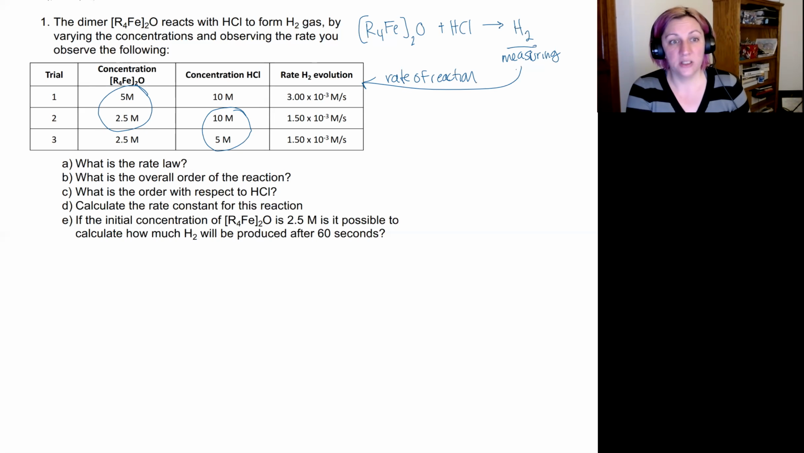So what we're going to do is develop a rate law. That's our first question. It's like, what's the rate law? So we're going to need to figure out the order with respect to each of these reactants. And then we're going to have to find the rate law constant as well and write it all out. So we'll do that first.